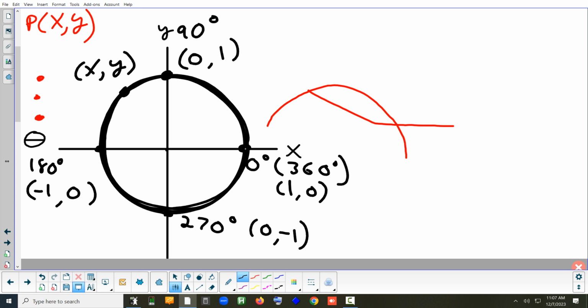Now, those 4 coordinates, 0, 90, 180, 270, those are easy to find, and they're very quick to identify. They all have a 0 in either the x or the y spot. Eventually, what we want to be able to look at is, how do you get the coordinate for a 45, a 30, and a 60?